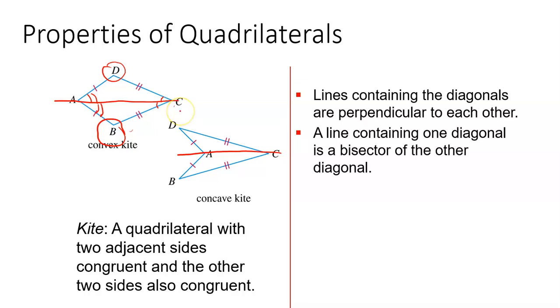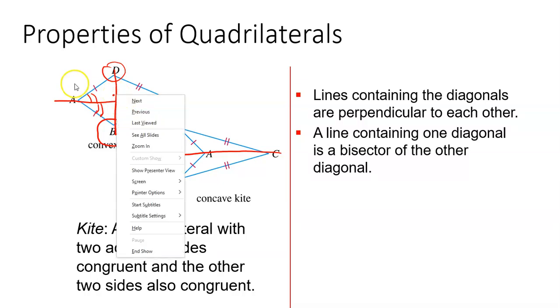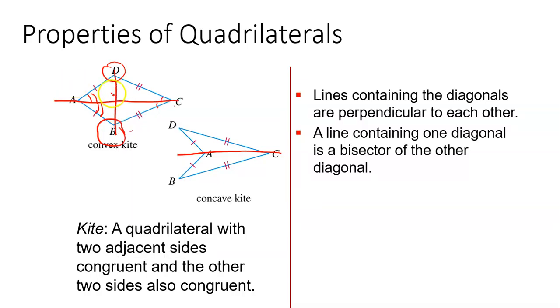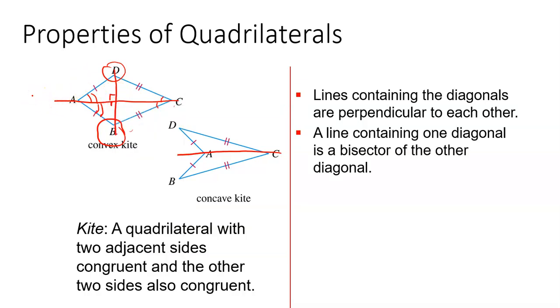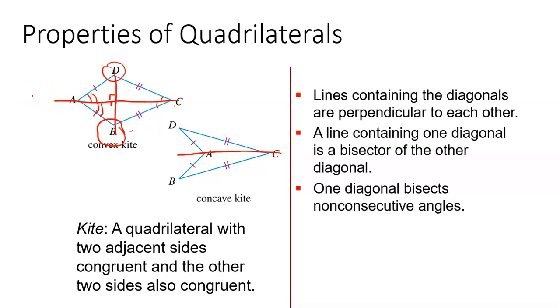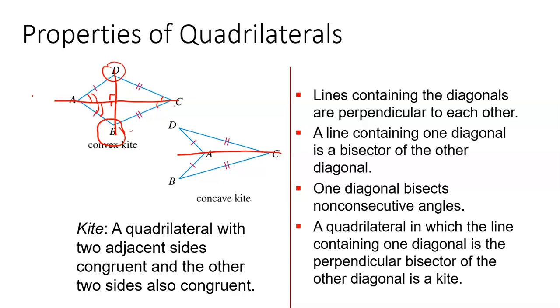If you were to draw in the other diagonal, the other diagonal is the one that extends this way, what's going to happen is that those two diagonals are going to be perpendicular to each other, and you're going to end up creating sets of congruent triangles when you do that, right? So you'll have a right angle here, and actually all four of them will be right angles. Right, one diagonal bisects the non-consecutive angles. We talked about that, and if that's true, then you've got yourself a kite.